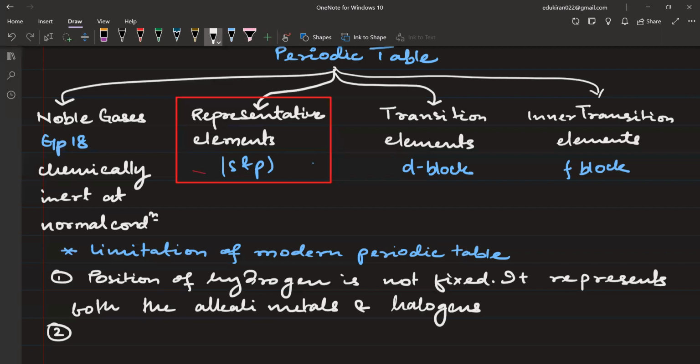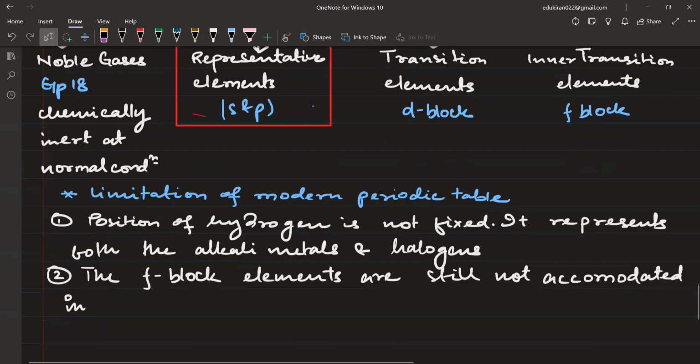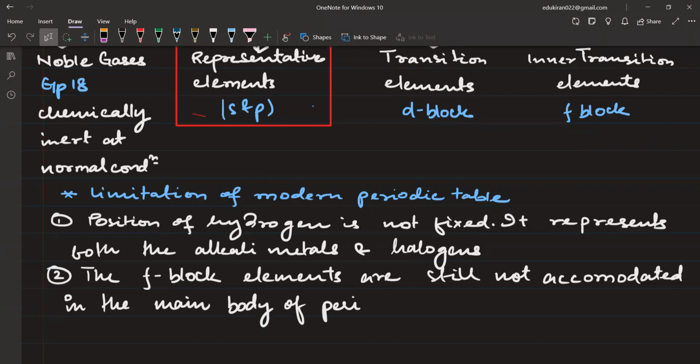So we will write, the F block elements are still not accommodated in the main body of periodic table.